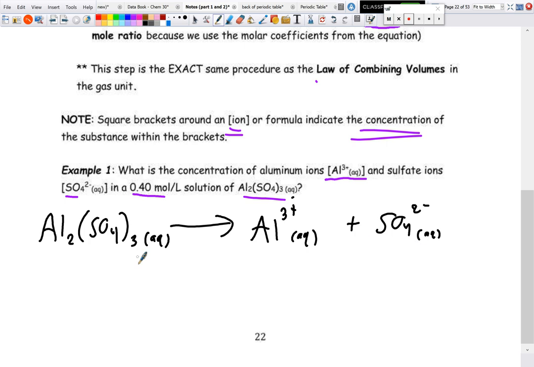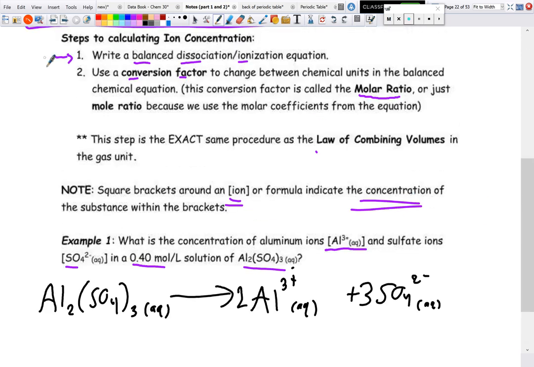Now, after we write out our unbalanced equation, now we balance, right? So we look at our reactant, so we see Al2, so that means that there's 2 aluminums. So I'm going to stick a 2 in front here. Then finally, our sulfate, we have 3 sulfates, so I stick a 3 in front there. And that's what we have. So that's first step. Boom.